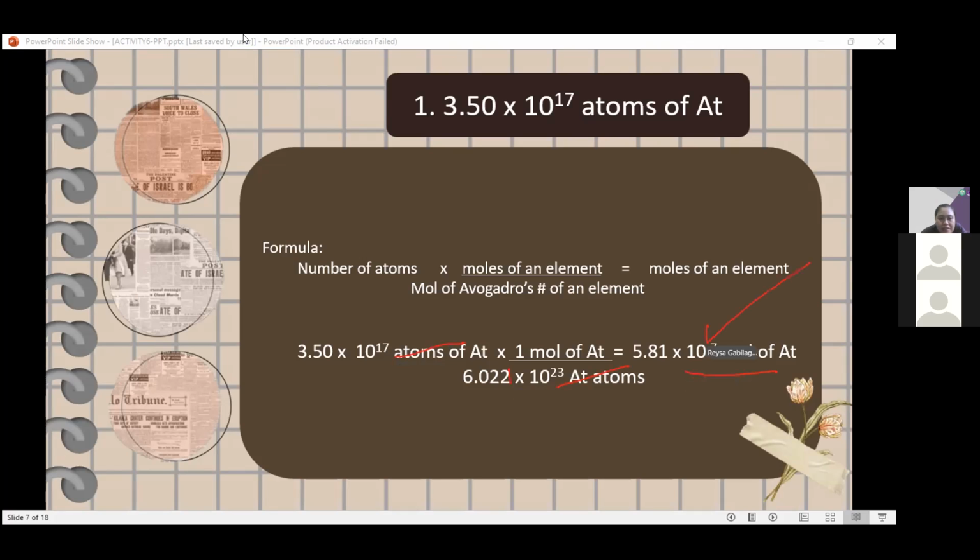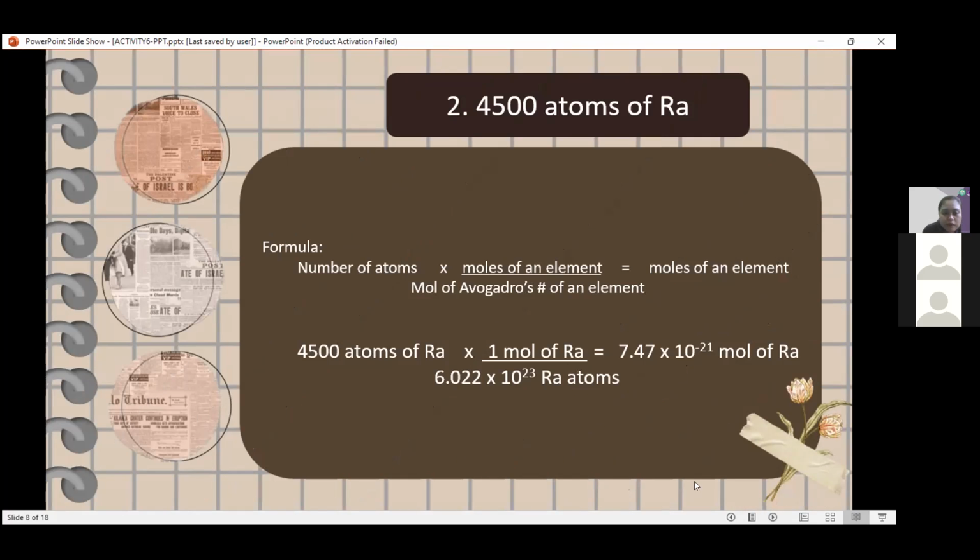So this one is correct. Okay? Again, this one is correct. The 3.50 times 10 raised to the power of 17 atoms is equivalent to 5.81 times 10 raised to the power of negative 7 moles of the same element. Okay? So again, this is not really a very difficult one, but you really just have to be familiar with our conversion factor. Let's see the number 2.